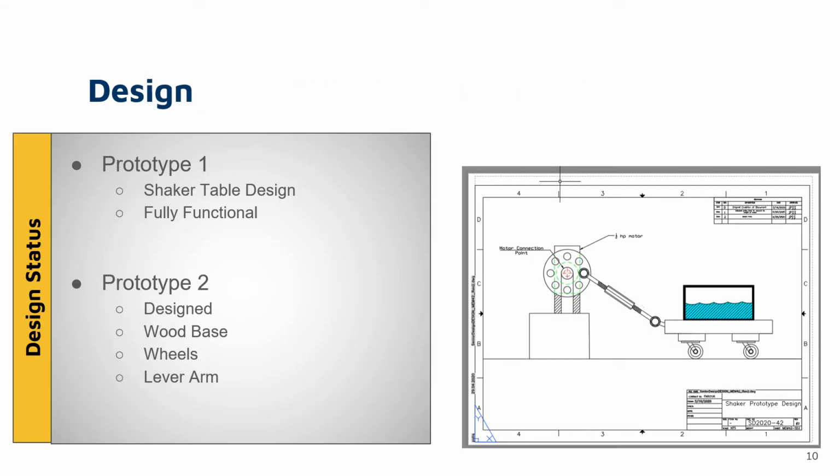For our design, these are our two different prototypes. Again, the drawing on the right is the new improved shaker table that was never constructed, unfortunately. But our prototype 1, which you'll see later in the presentation, is fully functional and allows for some experimental results. The new prototype with the wood base and the wheels allows for heavier tank usage and more accurate experimental testing.